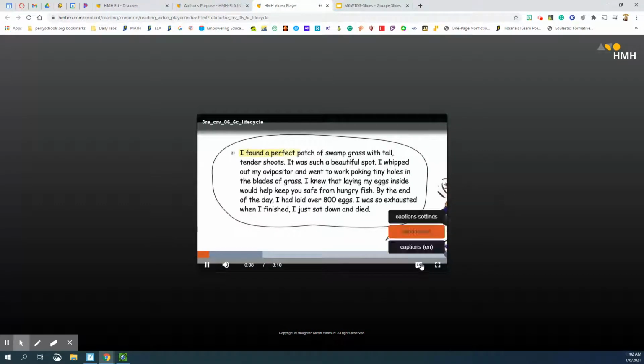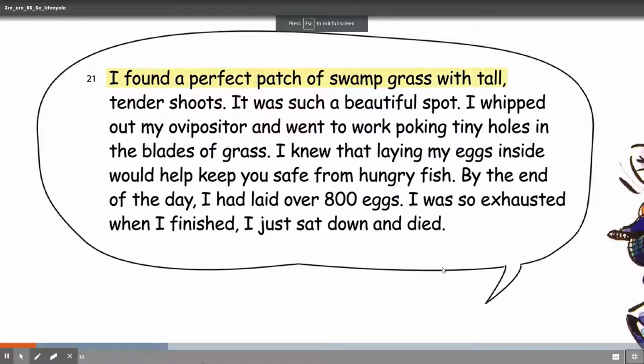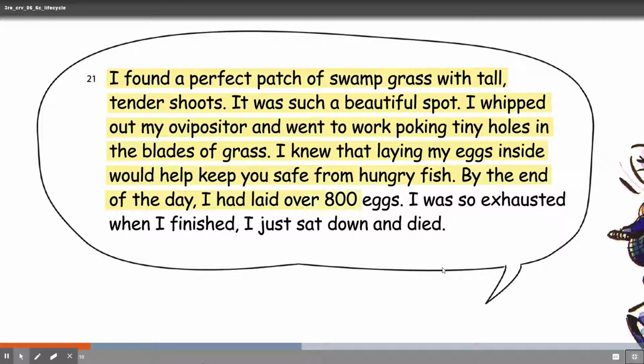I found a perfect patch of swamp grass with tall, tender shoots. It was such a beautiful spot. I whipped out my ovipositor and went to work poking tiny holes in the blades of grass. I knew that laying my eggs inside would help keep you safe from hungry fish. By the end of the day, I had laid over 800 eggs. I was so exhausted when I finished, I just sat down and died.